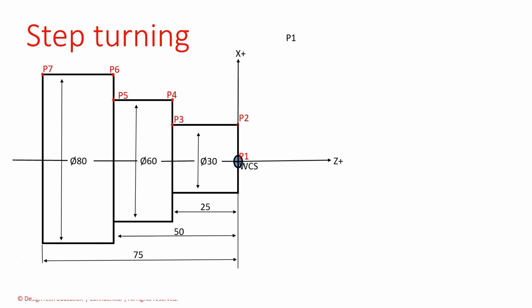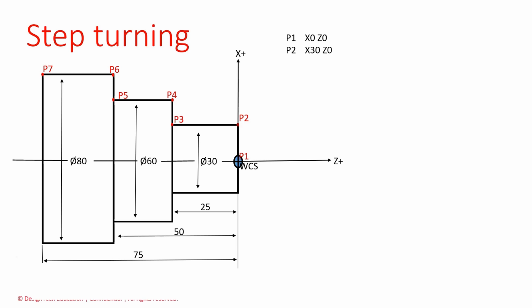The first point is P1. The point value is X0, Z0, because the P1 point is the origin of the component. Next, go to the P2 point. We can observe the direction of the P2 point based on the previous point. It is moving in a vertical direction. Vertical direction means x-axis. At that time, we are observing the diameter values, because the x-axis is the radial axis. That P2 point value is X30, Z0, because the first diameter is 30 and the diameter starting point z value is 0.